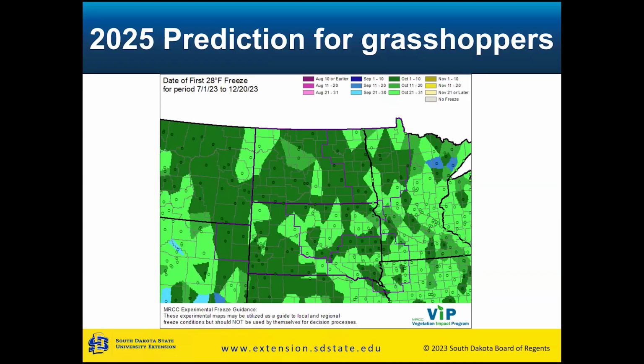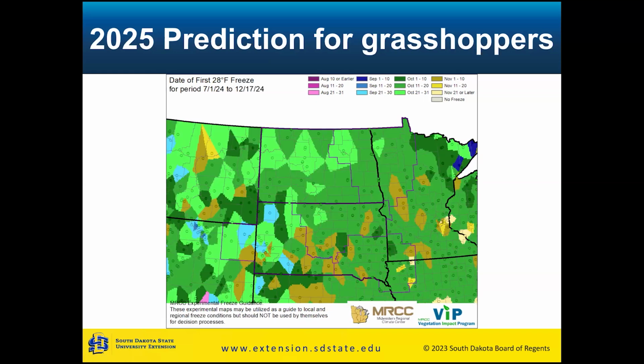If we look at another predictor factor for us, this actually is the first frost date from 2023. We see our entire state's green. That means the first frost occurred sometime in October, and it varied from the first week to the third week. If we look at 2024's first frost, we see that there are cases where we see that light brown color. That's actually the first hard frost in November.